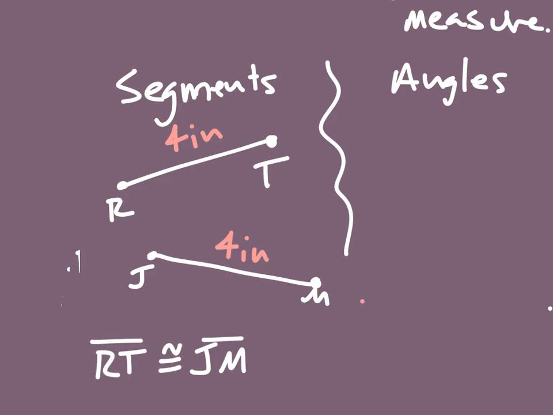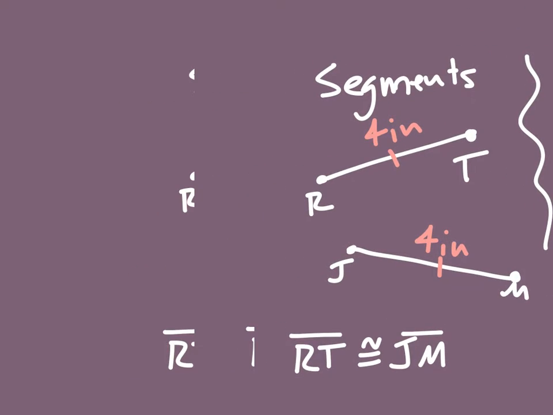Now, one thing we could do is say that RT is congruent to JM strictly by using this tick mark to show that. If I've got one tick mark, any other segment that has one tick mark is going to be congruent.